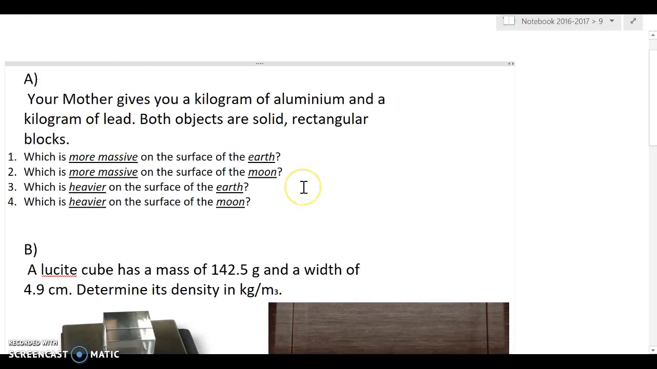Question A is as follows. Are you ready to begin writing? Your mother gives you a kilogram of aluminium and a kilogram of lead. Both objects are solid rectangular blocks. Question 1, which is more massive on the surface of the Earth? 2, which is more massive on the surface of the Moon? 3, which is heavier on the surface of the Earth? And 4, which is heavier on the surface of the Moon? By the way, massiveness is a measurement of how much mass something has. Heaviness is a measurement of how much weight something has.